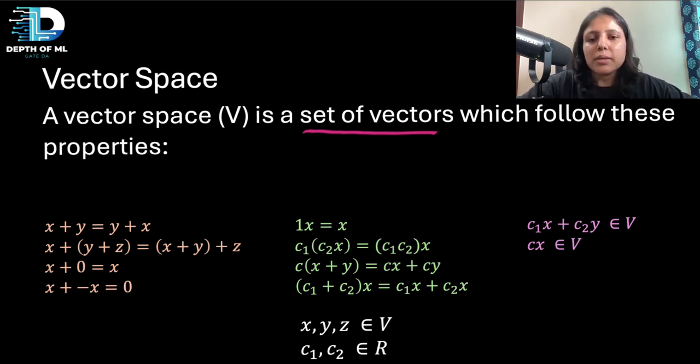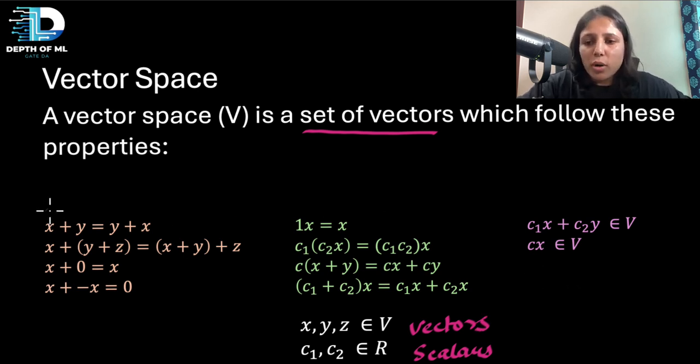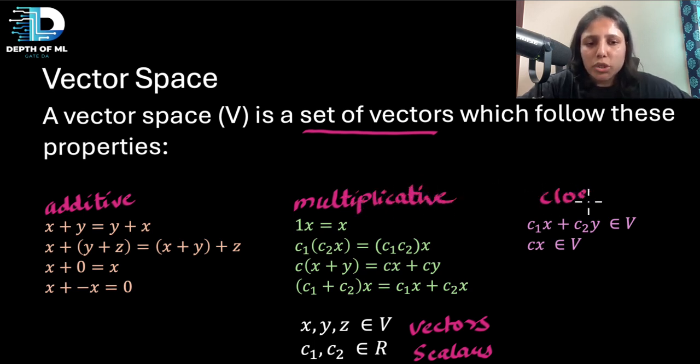A vector space is nothing but a set of vectors which has some special properties, and these are the 10 properties. Here x, y, z are vectors coming from the vector space V, and C1 and C2 are scalars. There are three sets of properties that a vector space has. The first set is additive properties, the second set is multiplicative properties, and the third set is closure properties.